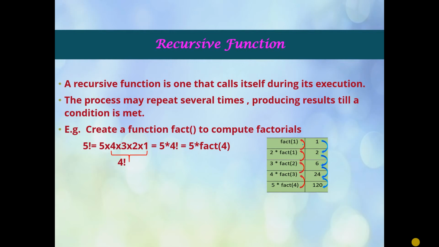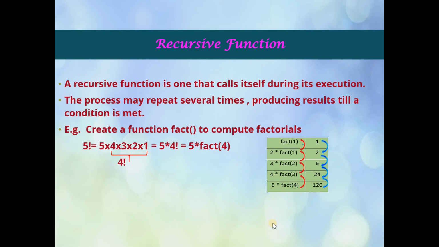For example, let's say we are going to create a function fact to compute factorials. We know that 5 factorial is 5 times 4 times 3 times 2 times 1. This can also be written as 5 times 4 factorial because 4 times 3 times 2 times 1 is nothing but 4 factorial. 5 factorial can be written as 5 times fact(4). Fact is a function that we create in Python and 4 is the argument that we pass on to the function. We shall now see what happens when this recursive function gets executed.